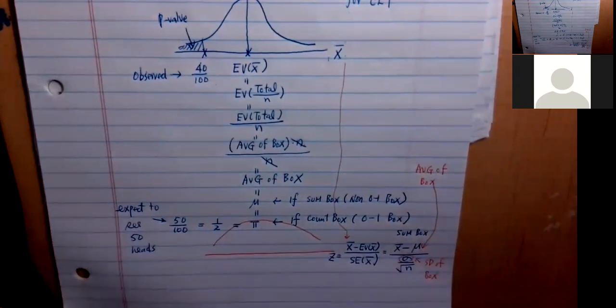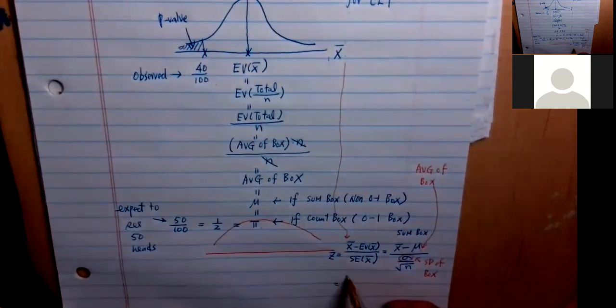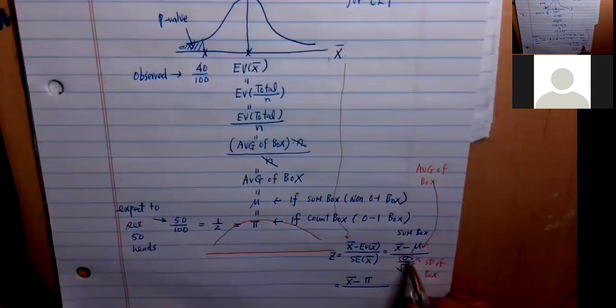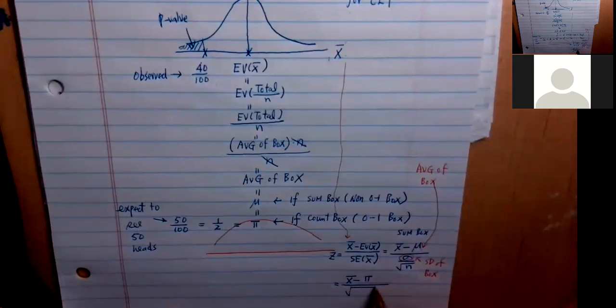But in our example, when we flip the coin, is it a count box or sum box? It's a count box, right? So the average of the count box is not mu, it's pi. Pi is the population percentage. And as I mentioned, there's a formula for the count box. That's the square root of pi times 1 minus pi, and then divided by square root of n.